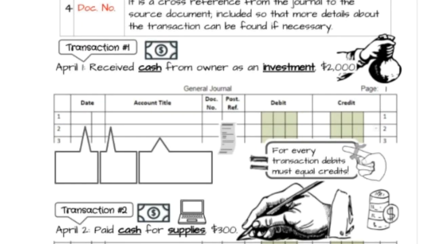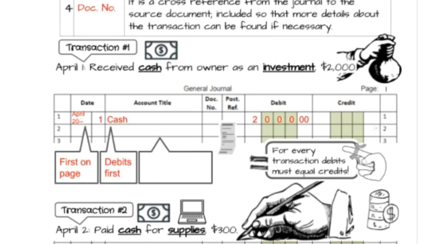For transaction number 1, on April 1st, we received cash from the owner as an investment for $2,000. Now, at the beginning, the first on the page, remember, they include the month and the year along with the day. Then debits are first. And if you need to do the T accounts, please do those as long as you need to. If you don't need to do the T accounts and you know which one is the debit, then you can just go ahead with the account title and amount. But we know receiving cash is an asset. Cash increases on the debit side. So the cash is going to go first.